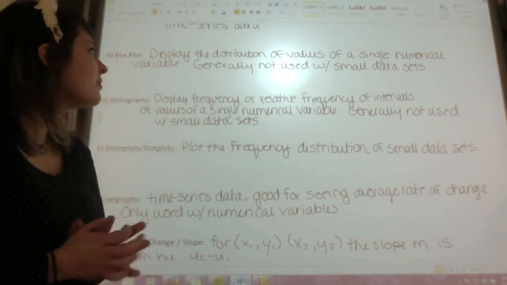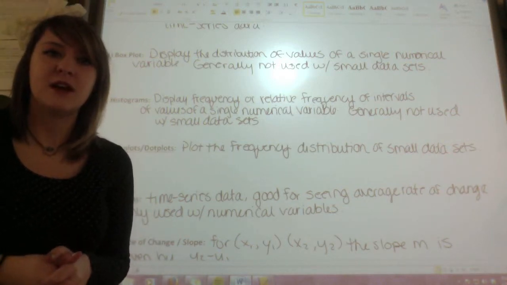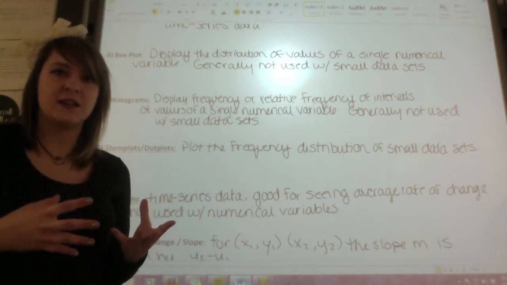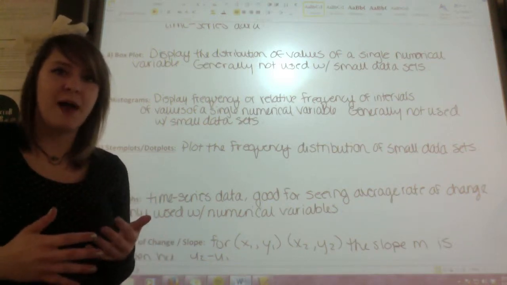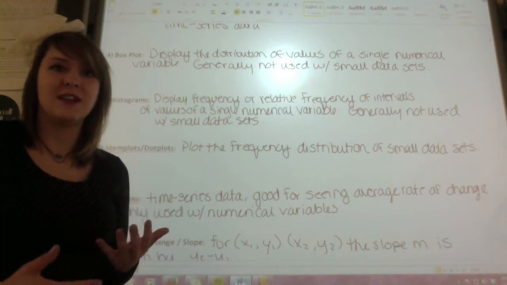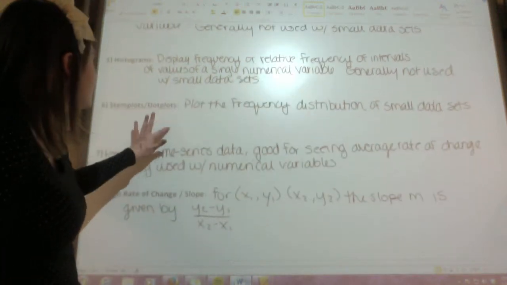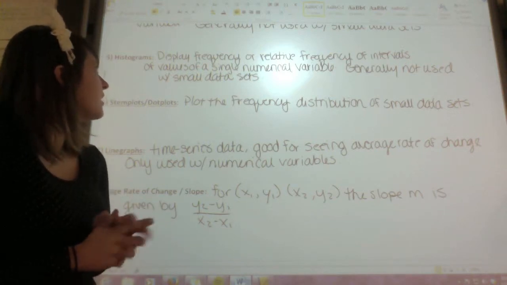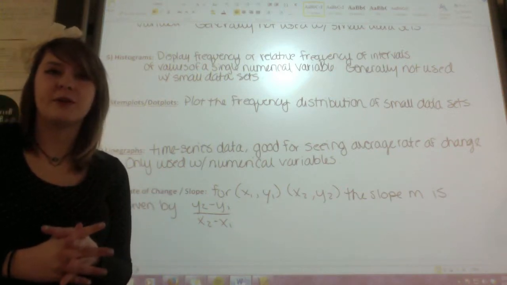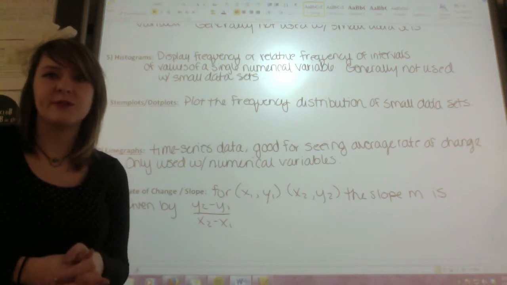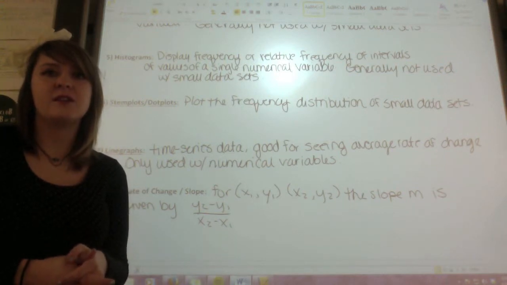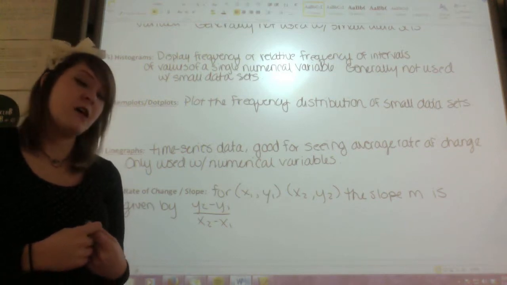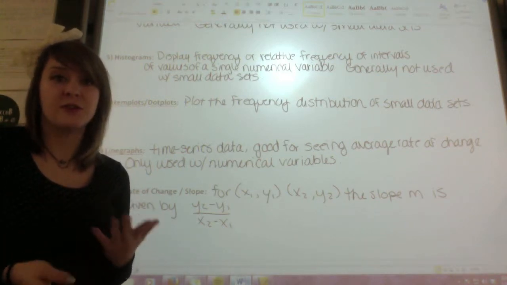Okay? Generally, they're not used with small data sets. So we only use box plots when we have large data sets and we want to find some sort of general pattern among a huge data set. Histograms display the frequency or relative frequency of intervals of values of a single numerical variable. So again, we're just talking about that single numerical variable here, and this is really useful when we have things that are occurring within certain intervals over and over again.